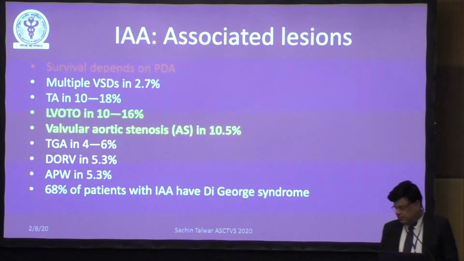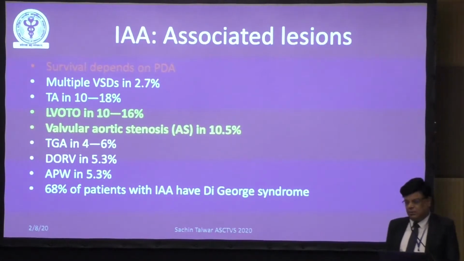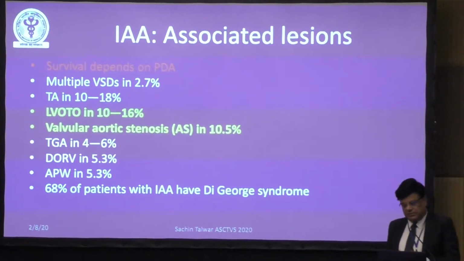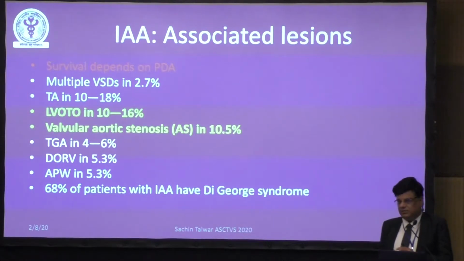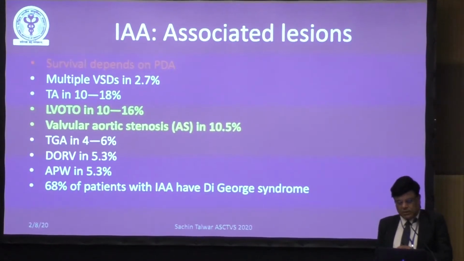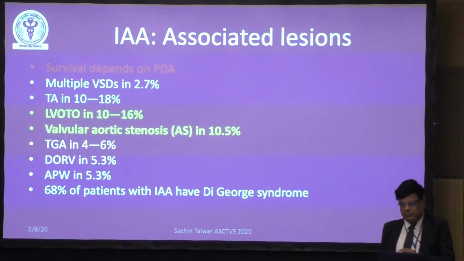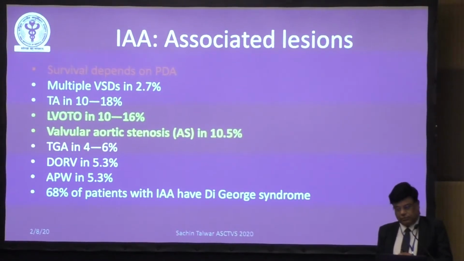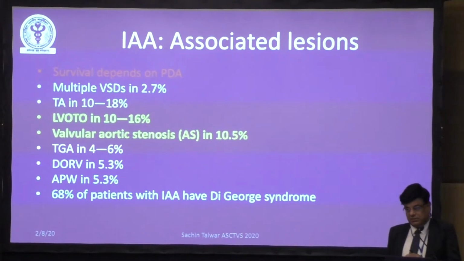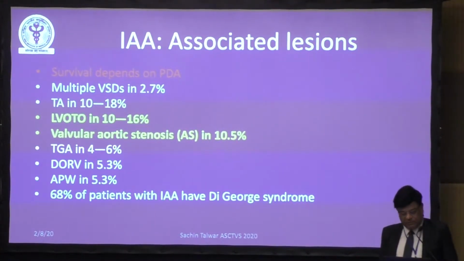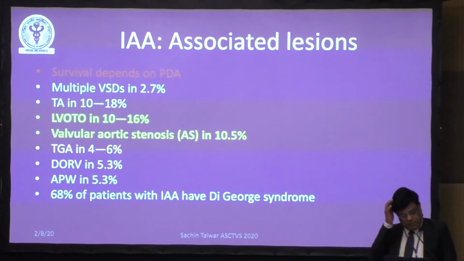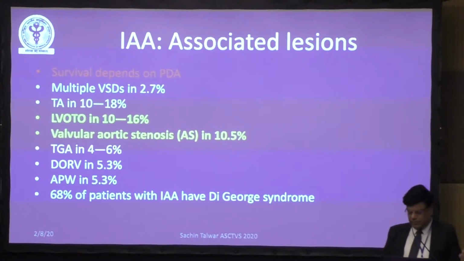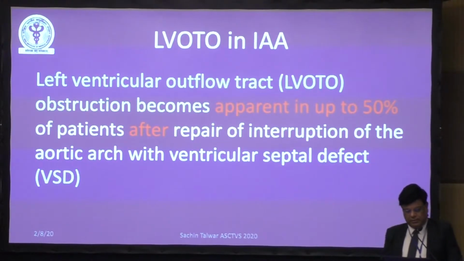It's very rare to find an interrupted aortic arch without congenital anomalies. The important thing is that survival depends on the PDA. So once the PDA starts to close, these patients have a severe low cardiac output state. Multiple VSDs are found in almost 3% of the patients. But the important thing is that LVOTO is in 10 to 16% of the patients, and valvular aortic stenosis in 10.5% of the patients. And these babies are often syndromic.